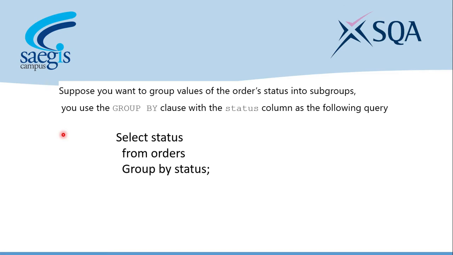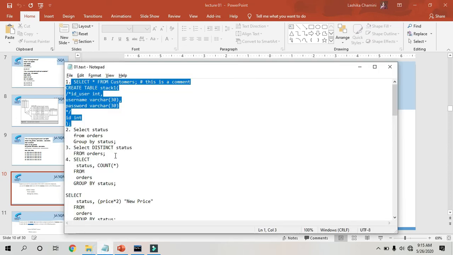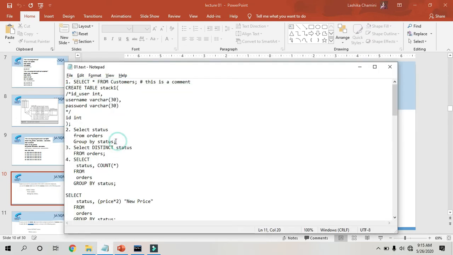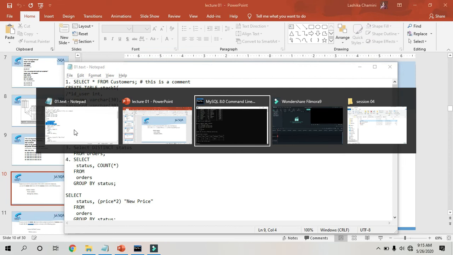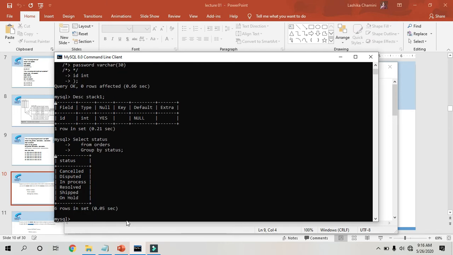So here we'll do some example. You need to use the GROUP BY clause with the status column as in the following query. So I'm going to run this query. SELECT status FROM orders GROUP BY status. Then you can see if I write this query like this, then I'm going to have this status like this, cancelled.